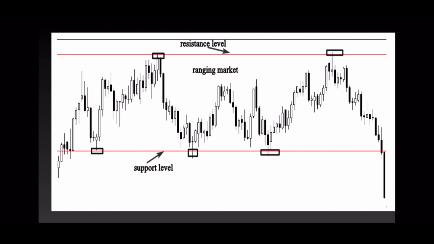But ranging markets tend to move horizontally between key support and resistance levels. Your understanding of the difference between both of the markets will help you better use the right price action strategy in the right market condition.